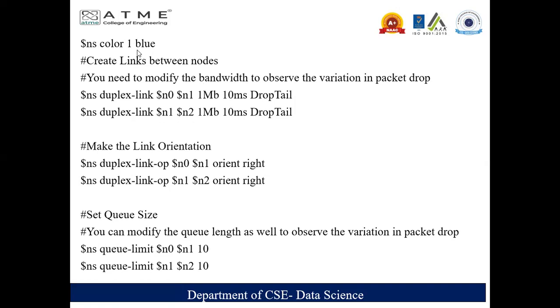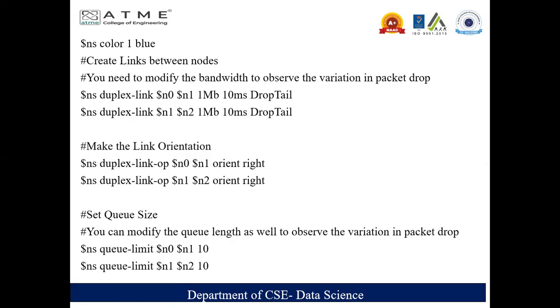Now I'm creating the link between the three nodes. So a duplex link is created from N0 to N1, with a capacity of 1 MB and a delay of 10 milliseconds. Drop tail means it can drop the extra packets. So we are using the drop tail, and one more link between N1 and N2 is created with the same properties.